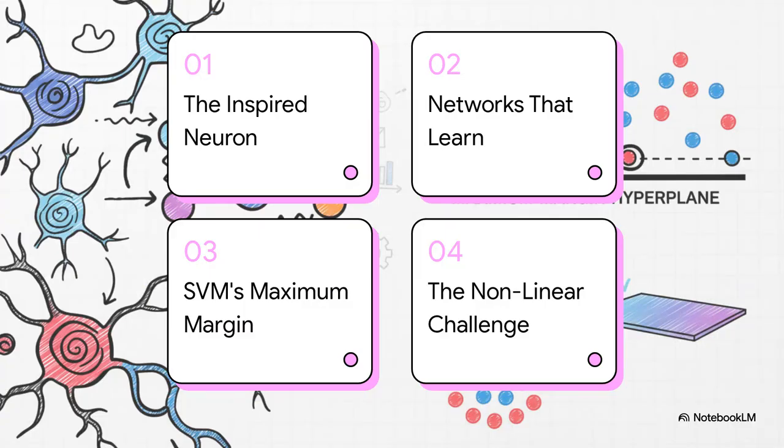So, here's what we're going to cover. First, we'll start small with a single artificial neuron, the idea that was sparked by biology. Then we'll see how you link these together to create powerful networks that can actually learn something. After that, we're going to switch gears completely and talk about a different approach, finding the perfect dividing line. That's something called an SVM. And finally, we'll see how both of these methods deal with the messy, real-world problems that don't have easy answers.